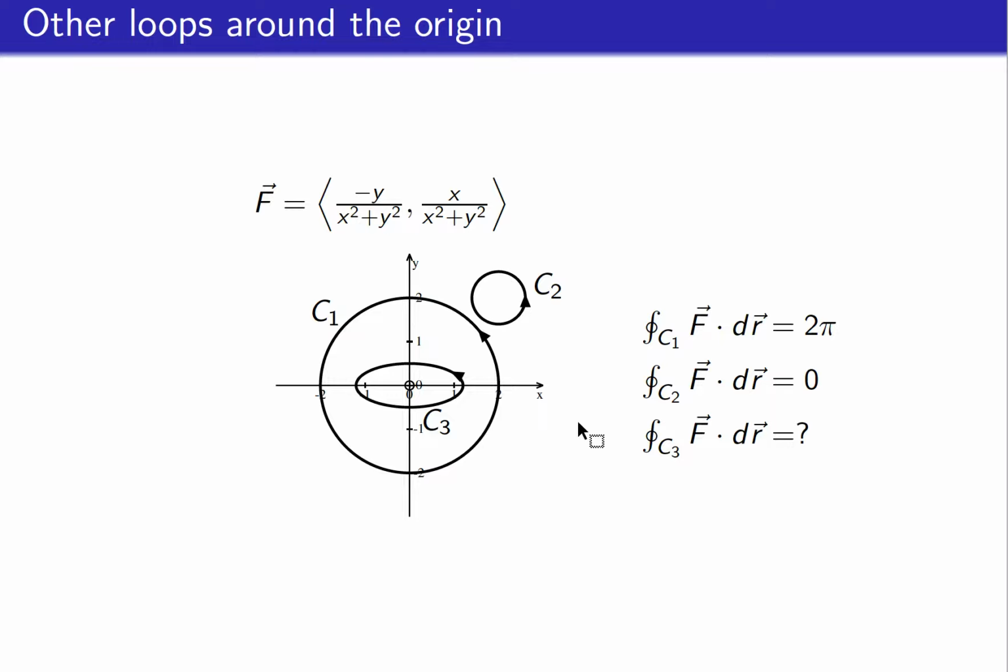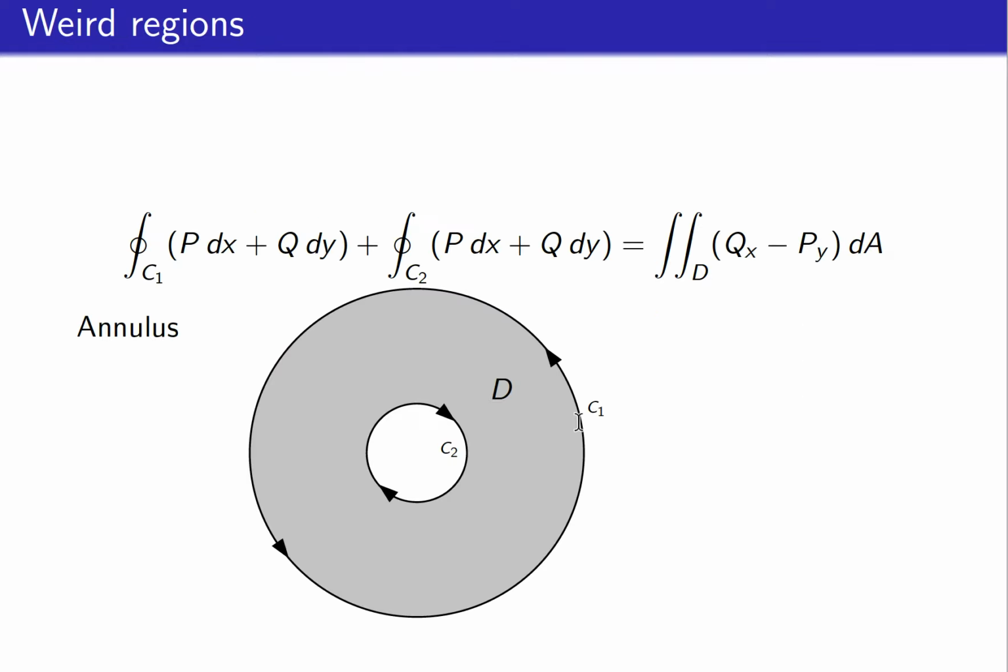All right, to understand what's going on here, I want you to recall these weird regions, this annulus, for example, from the other day. So remember I said Green's theorem looks like this. If I want to take the double integral on this annulus of Q sub x minus P sub y, then really I've got two pieces. I've got this piece of the boundary and this piece of the boundary, and they go in opposite directions. This is going counterclockwise, this one's going clockwise. And if I add these integrals, then I'm going to get this double integral.